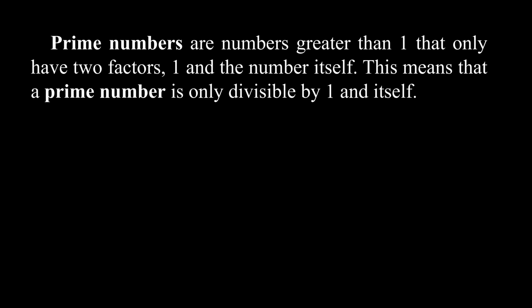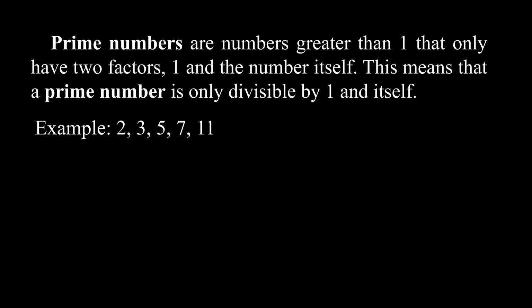Prime numbers are numbers greater than 1 that only have two factors, 1 and the number itself. This means that a prime number is only divisible by 1 and itself. Take note of those words, that only have two factors. So examples of prime numbers, we have 2, 3, 5, 7, and 11.